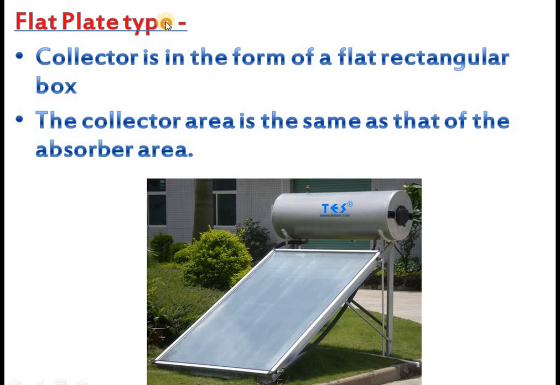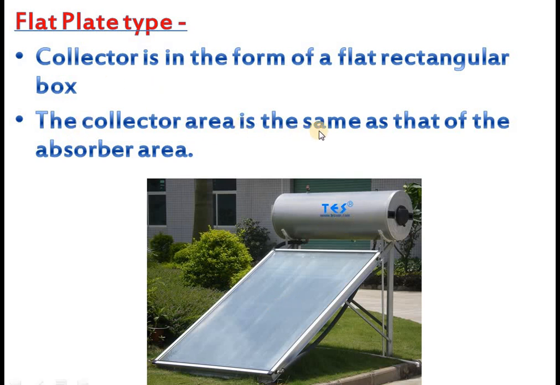For a flat plate or non-concentrating type, the figure shows how this type of solar energy collector looks. It has a box-like structure, and you can see a glass top on the top side. At the bottom side there is a black lining, a black surface. The role of the black surface is to absorb all the heat energy. You know, black always absorbs heat energy.